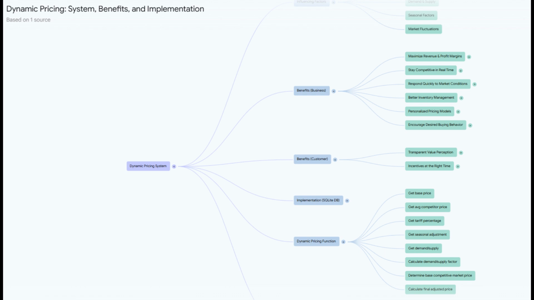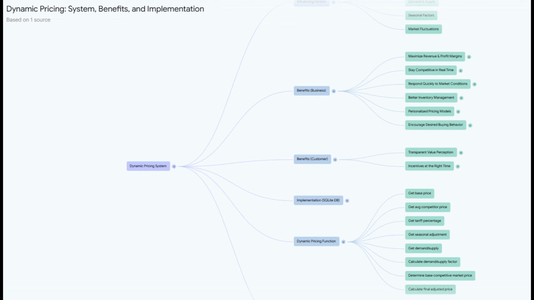Okay, so we've got all this data organized now. How does the system actually use it to calculate a price? Right, so that's where the calculated dynamic price function comes in. This is the heart of the system. It takes the product ID and the current month as input, and the first thing it does is grab the base price from the products table. Okay, so that's the starting point.